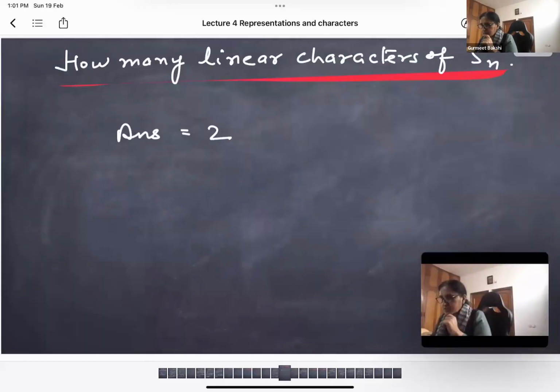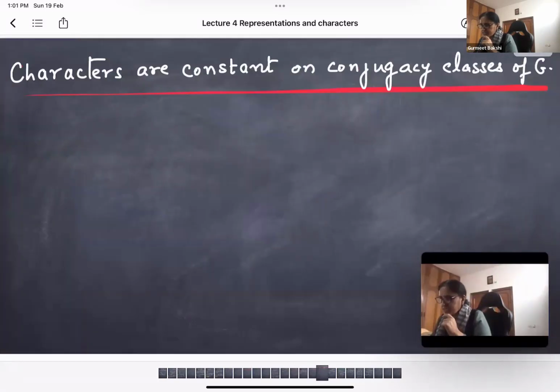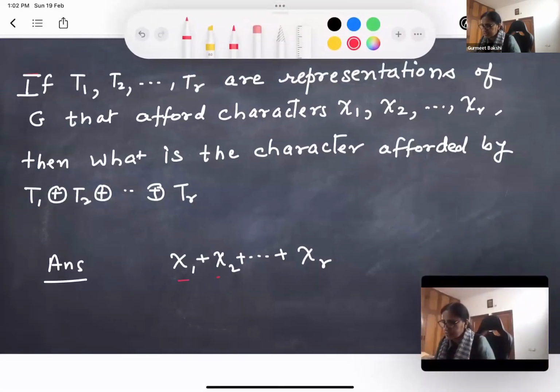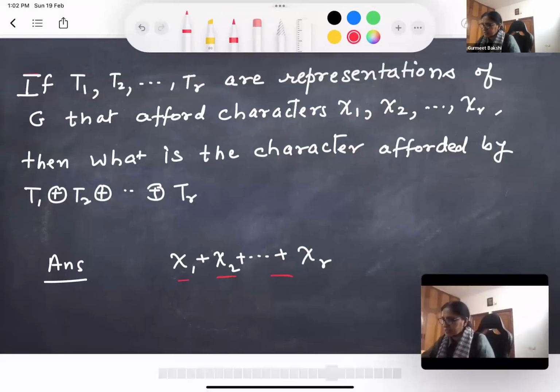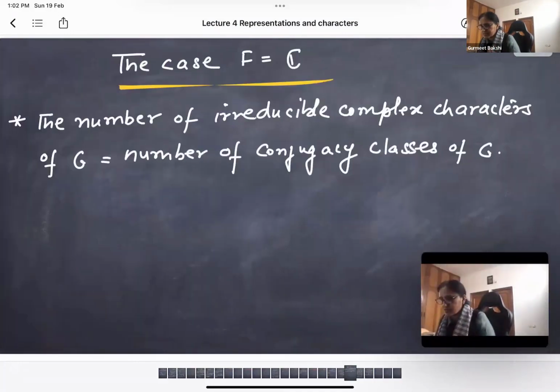So this is the character table of the group. If you break a representation into a direct sum of irreducible representations, then you have a corresponding breakup of a character into irreducible characters. These chi_i's are called constituents of that character. You get arbitrary characters from irreducible characters exactly the same way you get arbitrary representations from irreducible representations. So the basic importance is about the irreducible characters.